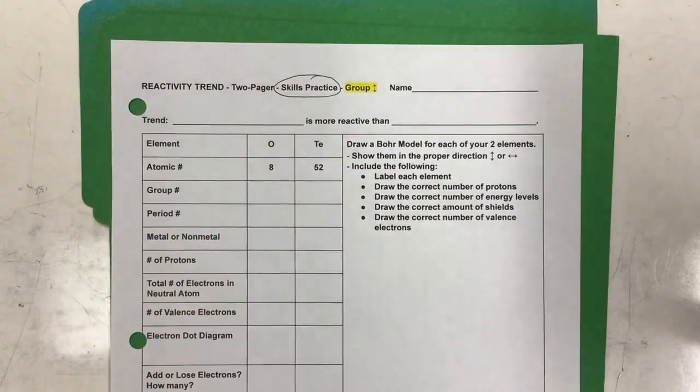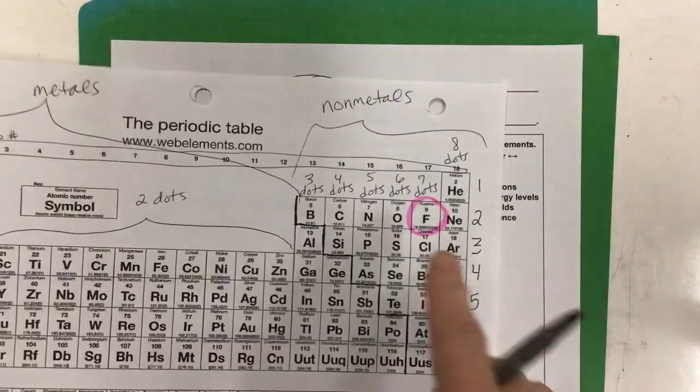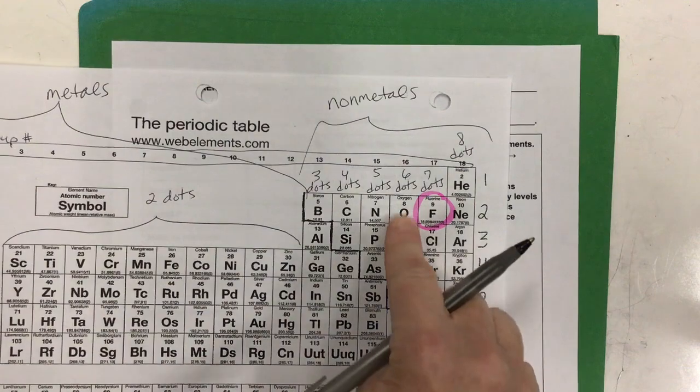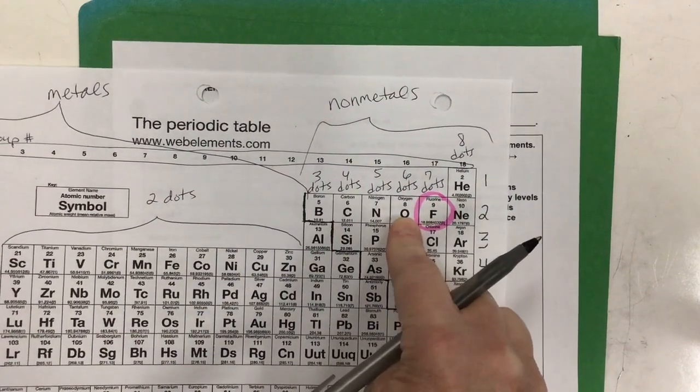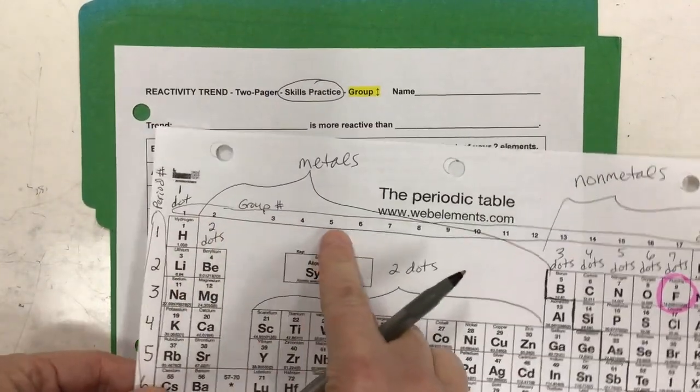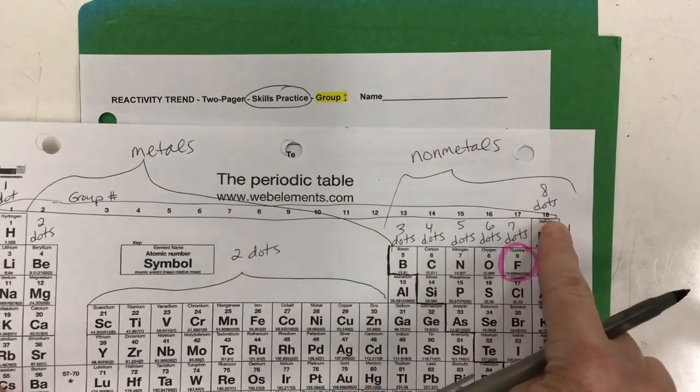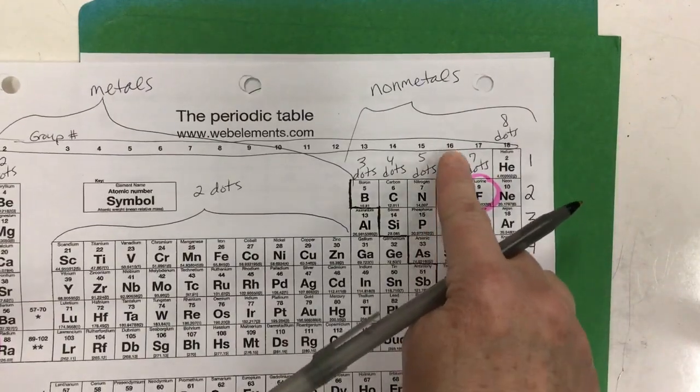Group number for oxygen. So I'm going to use my periodic table for that. Now oxygen, to find the group number, I just go straight up because groups go up and down. So the group numbers you're going to see are the numbers that we have written all the way across here from 1 to 18. Oxygen is in group number 16.